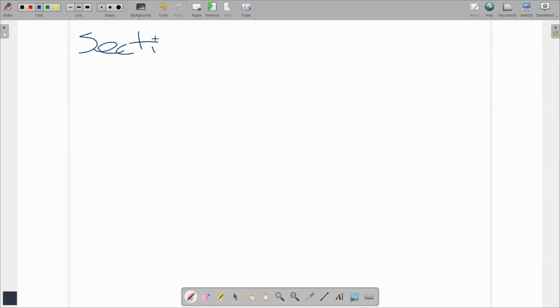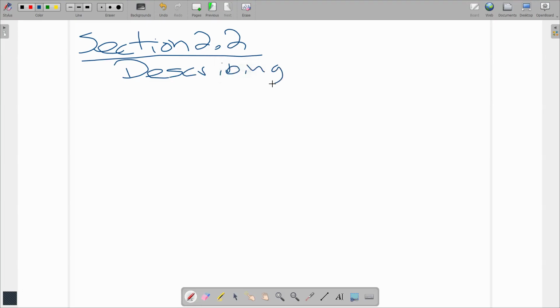Section 2.2. Describing sets. And sets is one of those tricky things in mathematics. What does it mean to be a set?